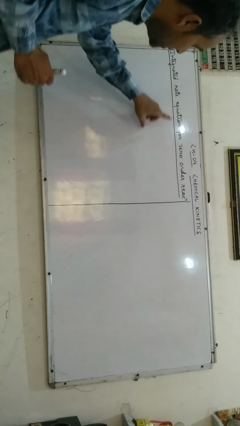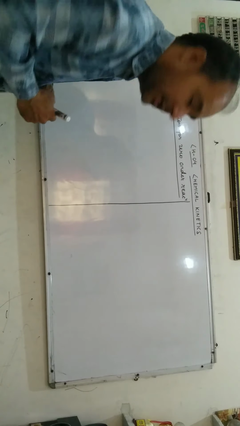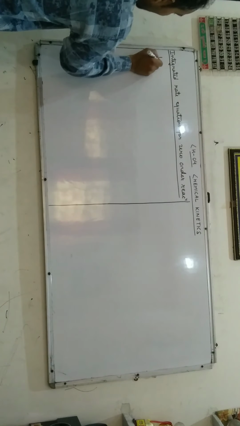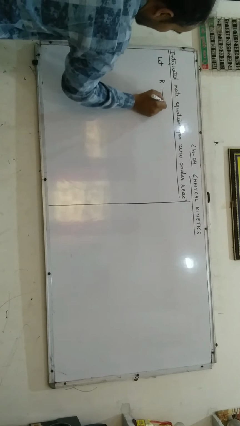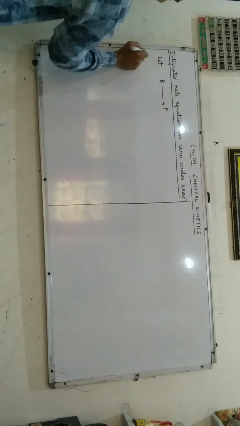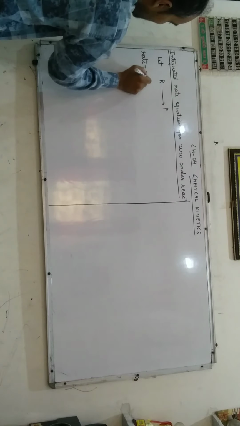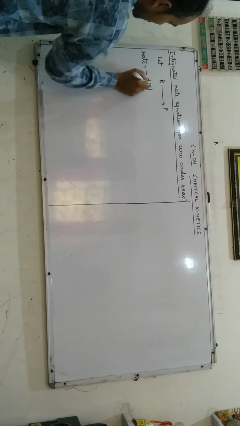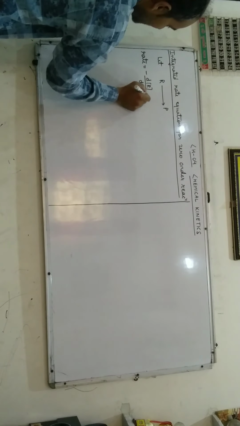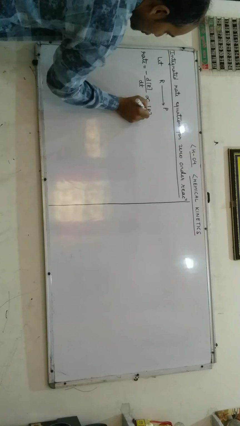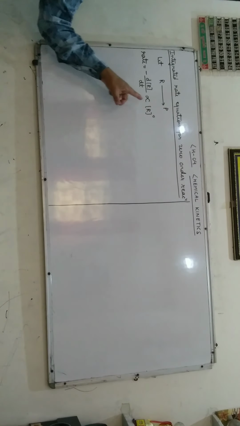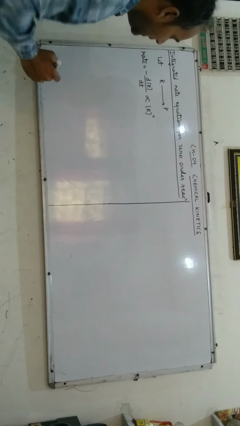Now let us derive the integrated rate equation for a zero order reaction. Let us consider a reactant which gives product. The rate of this reaction may be expressed as minus change in concentration of reactant upon time taken is directly proportional to R raised to power 0. Why do we put R raised to power 0? Because it is a zero order reaction.